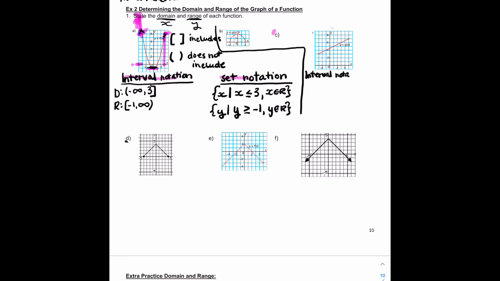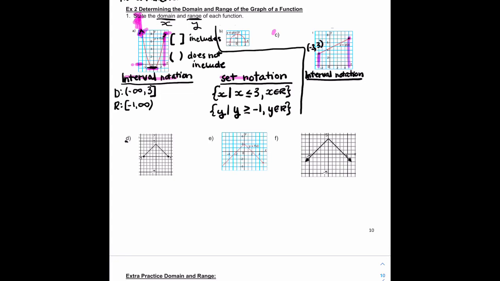Okay, so interval notation. First I'm going to do my domain. So I want to know x here, so that's -3. That's my lowest x value. My highest x value is +5. So what I'm going to do is write what that would look like as an ordered pair. So -3, and I'm going to write my y value as well, and that is +3.